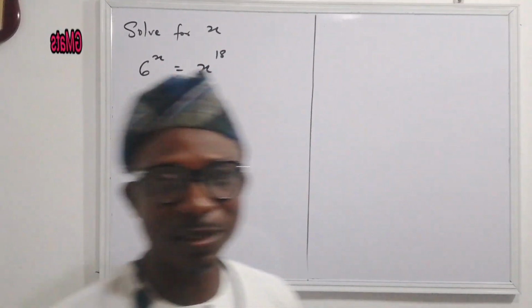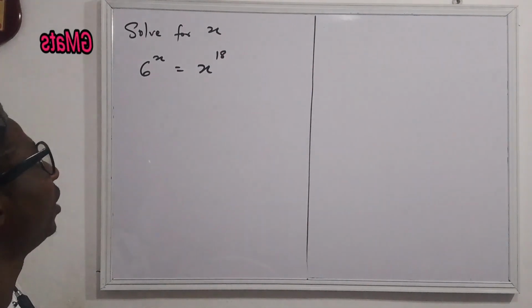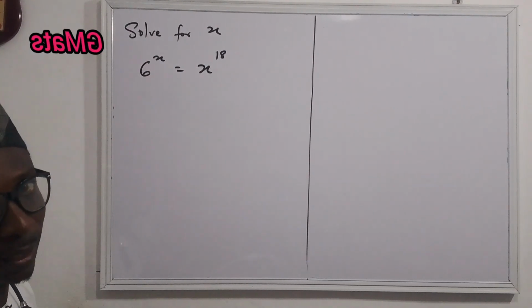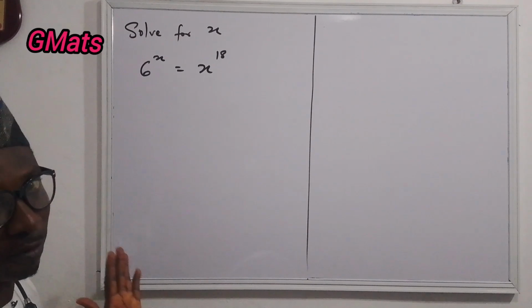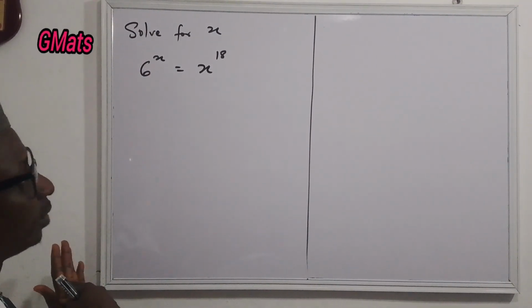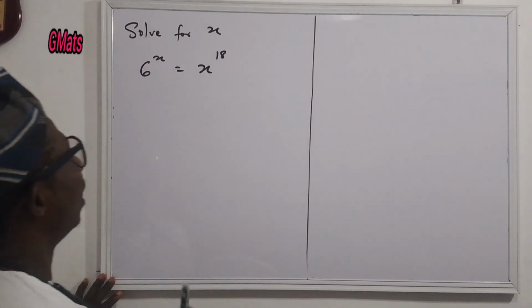Hello, now let's examine this question. The question says solve for x if 6 raised to the power of x equals x raised to the power of 18. Now, how do we solve this problem? I will find a way of making x to be on one side and the number on another side. Okay, so now let's see.